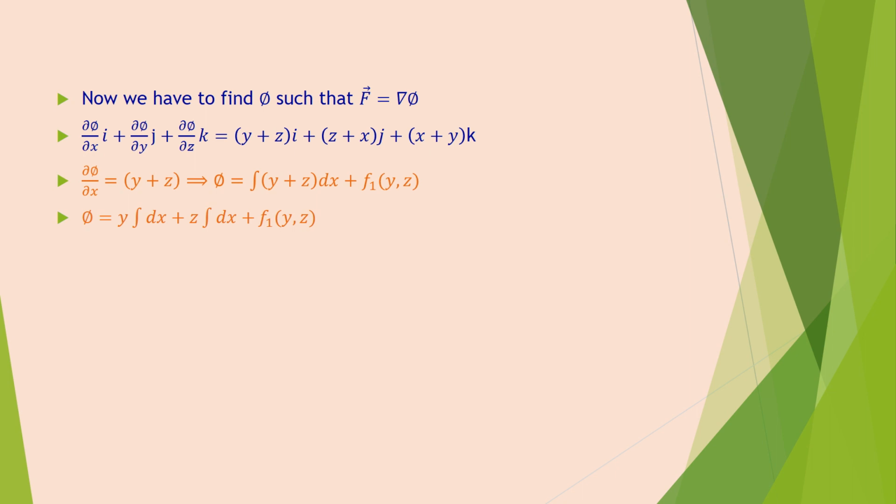Continuing, phi equals, we know that y is to be treated as constant when we integrate with respect to x. So take y outside the integral, y integral dx, plus z is also treated as constant when we integrate with respect to x, so z into integral dx, plus f1 of yz. Here integral dx is x, with y, so xy, plus integral dx is x, so xz, plus f1 of yz. So phi equals xy plus xz plus f1 of yz. Let me mark it as equation 1.